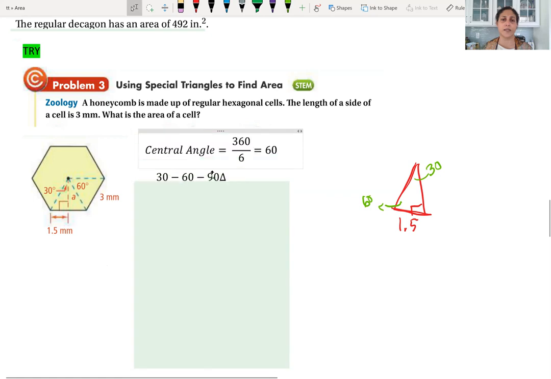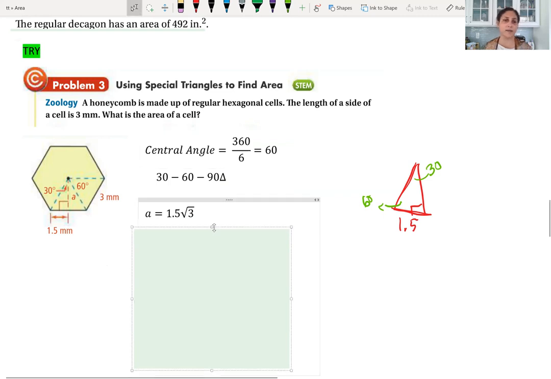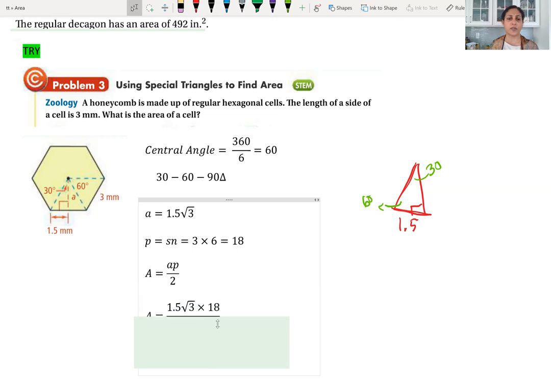So I have that the central angle is 60, and so we know that this is going to be a 30-60-90 triangle, and a is going to be 1.5 times radical 3. And once you know that, perimeter is S times N. So 3 times the number of sides, making it 18. And then the formula, you just plug it in and simplify carefully.